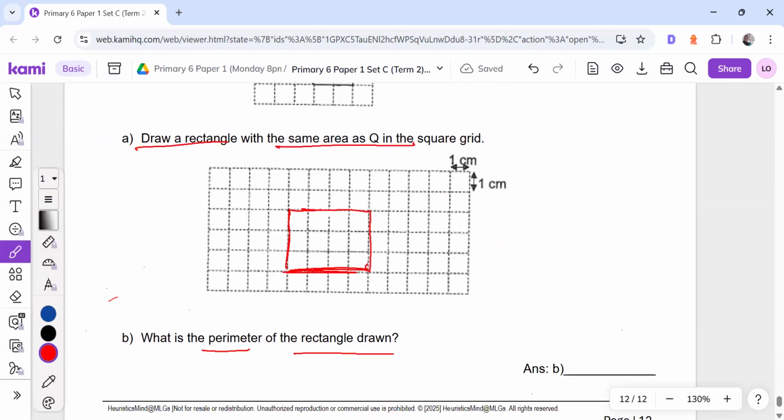What's the perimeter of the rectangle? Quite easy also. So 1, 2, 3, 4, 4 cm already. The opposite side is also 4 cm, and then this is 3 cm, 3 cm. So you add all together, that will be 14 cm. So this question is considered quite easy to draw.